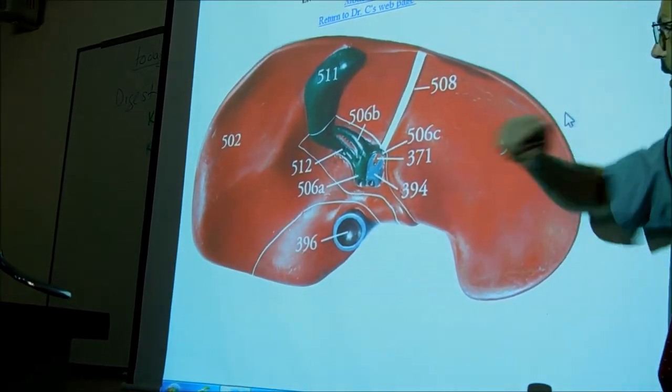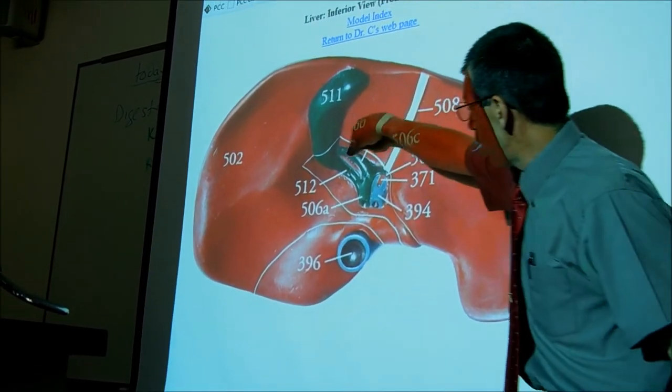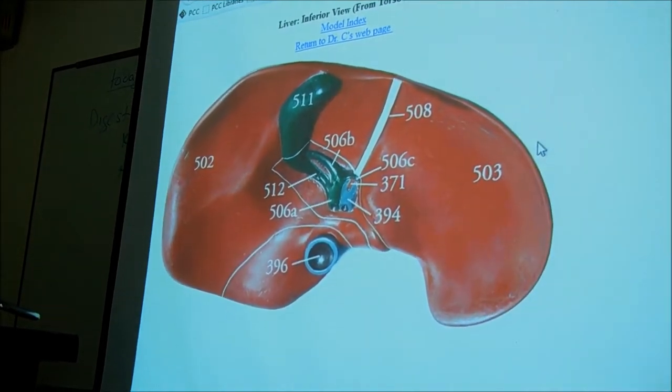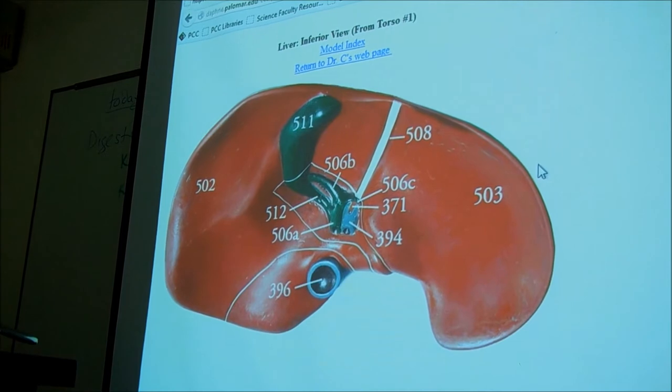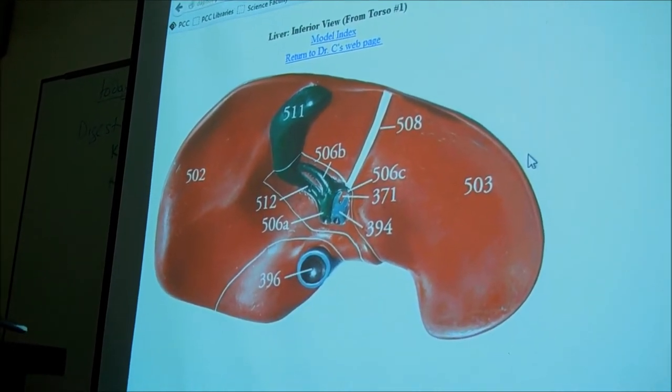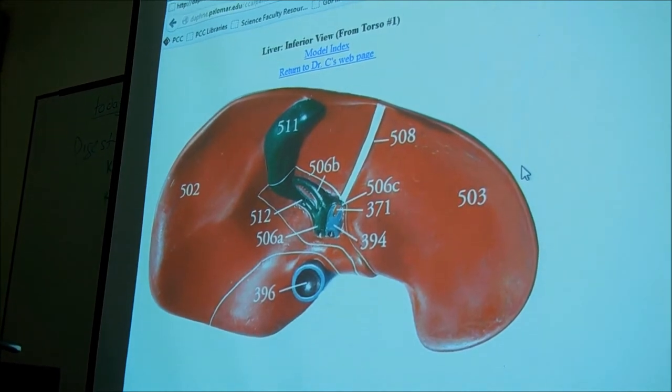506 B and C are in my liver and just come out like that. They're part of the liver. So what do you call 506 B and C? Those are the right and left hepatic ducts. Some models only have one or the other. This one has both.